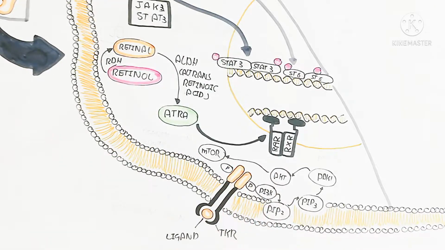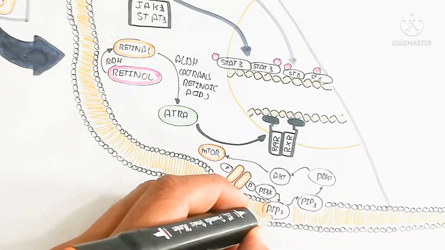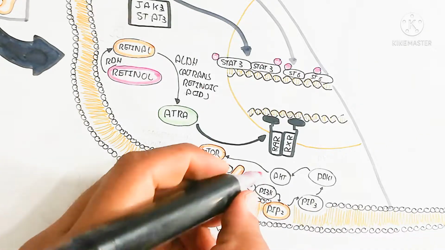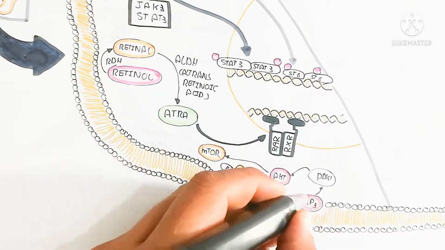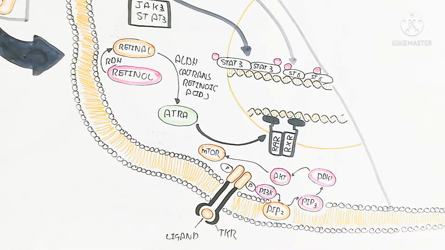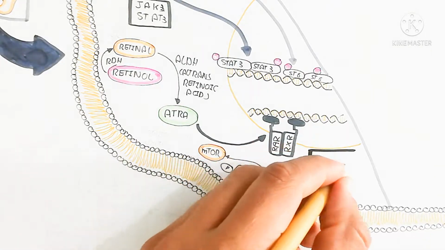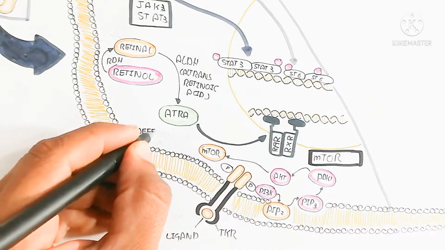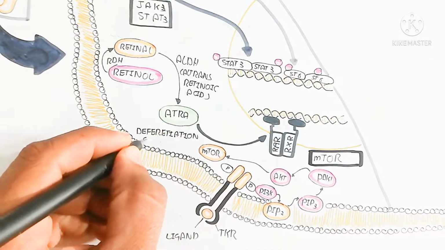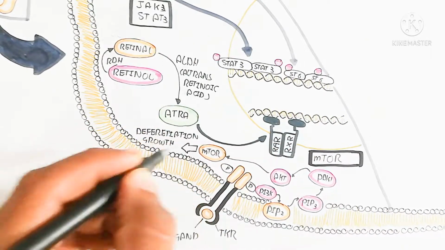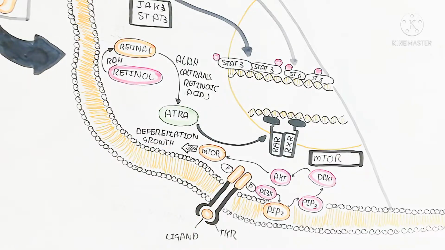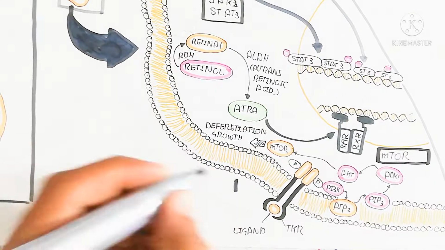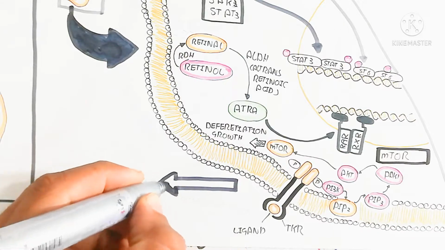For example, growth factor will stimulate PIP2 to PIP3, and PIP3 will stimulate phosphoinositide triphosphate to activate PDK1. So PDK1 will activate the AKT pathway. This is also known as the AKT pathway or mTOR pathway. It will stimulate the mTOR complex, mammalian target of rapamycin. So this is the name.